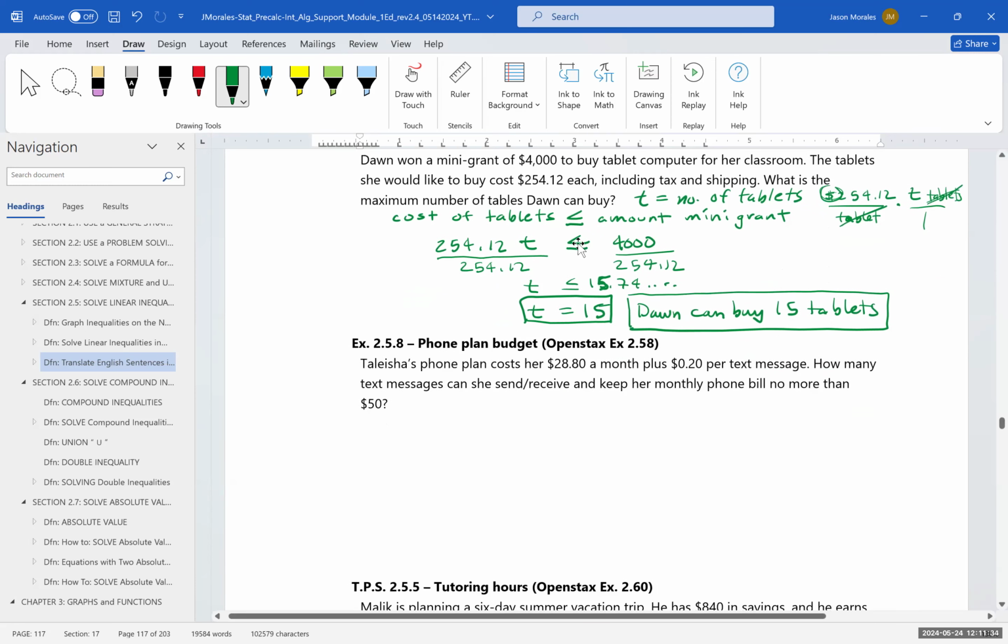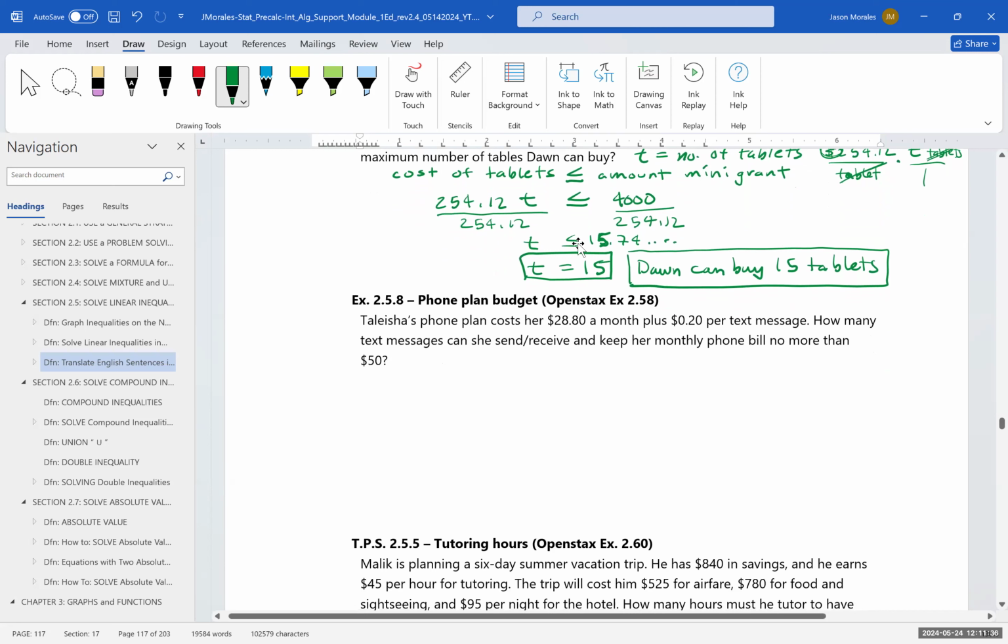Okay, let's move down to this next example. With this next example, I would encourage you to go ahead and pause the video and see if you can figure this out on your own. So go ahead and pause now. Okay, so hopefully you took a moment to try and figure this out on your own. Let's read through this.